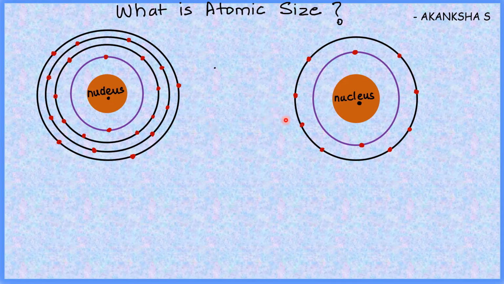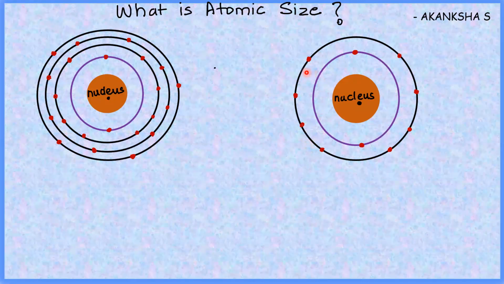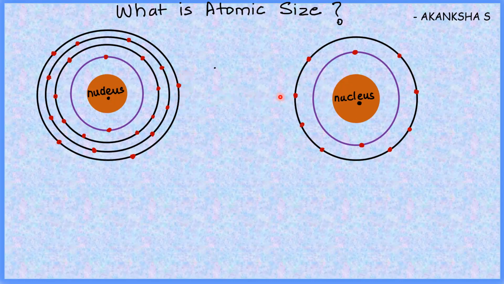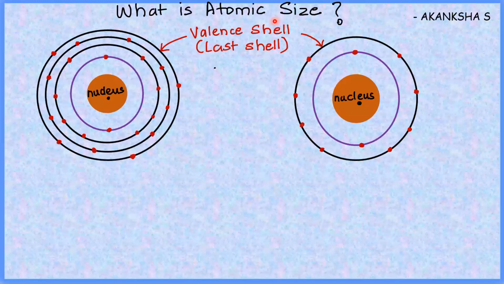I have presented two atoms over here. You can take up any atom of your choice; there's no such difference. Now, what happens in these atoms? The last shell or the last orbit is called the valence orbit. This particular valence orbit is very important because it is going to help us determine the atomic size.